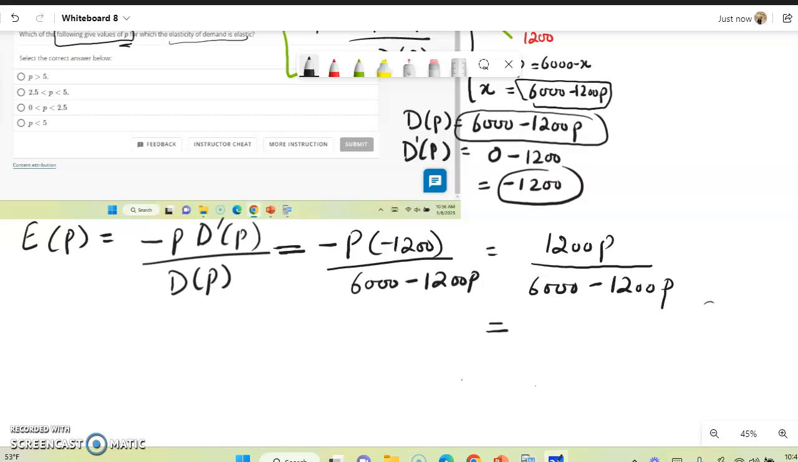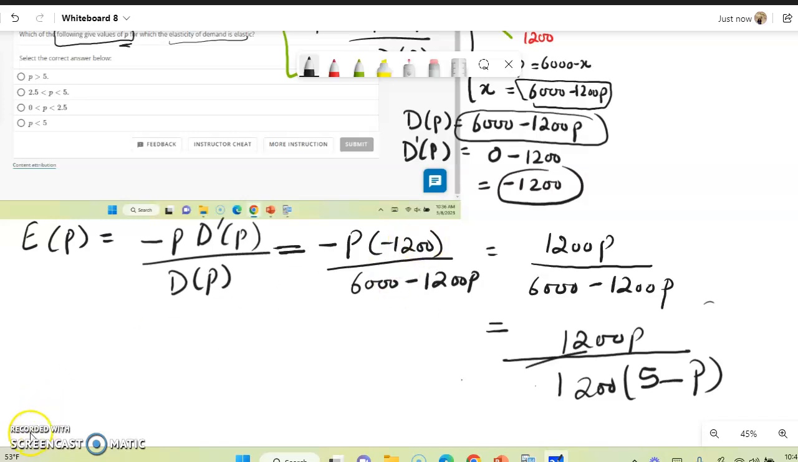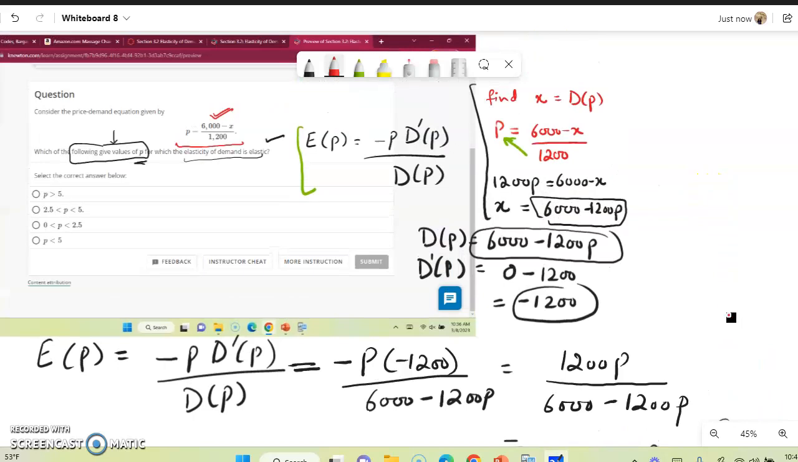Let's see if we can factor out 1200 from the denominator. 1200 times 5 is 6000. So this is what we have, and 1200 will be cancelled. Our elasticity function is P divided by 5 minus P. Now let's read the question again. The question said, for which value of P is the elasticity of demand elastic.